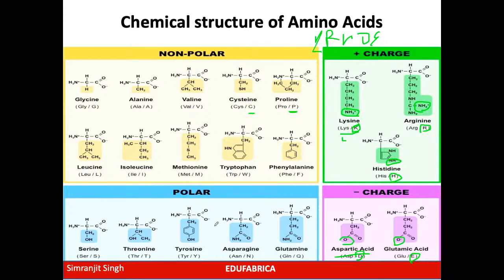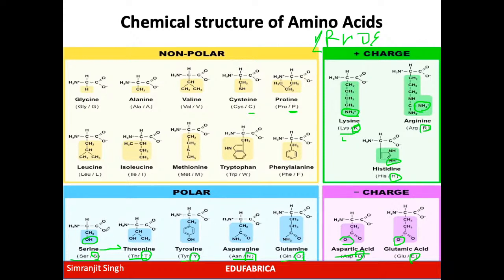Now comes polar and non-polar. Polar will be the one which will be dissolved in the water. So these are with the OH groups. So serine, threonine, tyrosine, asparagine, and glutamine. So glutamine is Q, asparagine is N, tyrosine is Y, threonine is T, and serine is S. So only these two have the right name, S and T. The rest, tyrosine is Y, asparagine is N, and glutamine is Q.